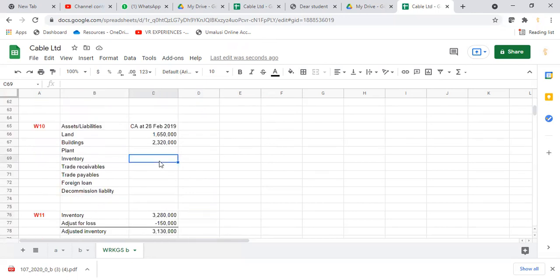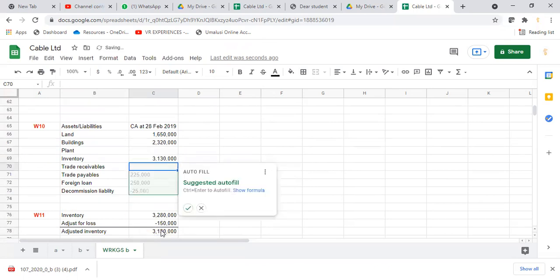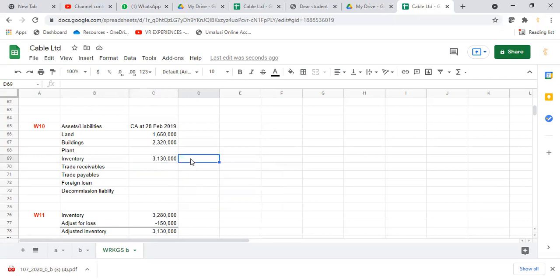So over here in my inventory, I need to have 3130. Okay, so just be aware of that. And this is going to come from working 11. So it's important to take note. Your balance, you need to include the correct balances in your calculation of the carrying amount. Okay, so that's important to take note of.